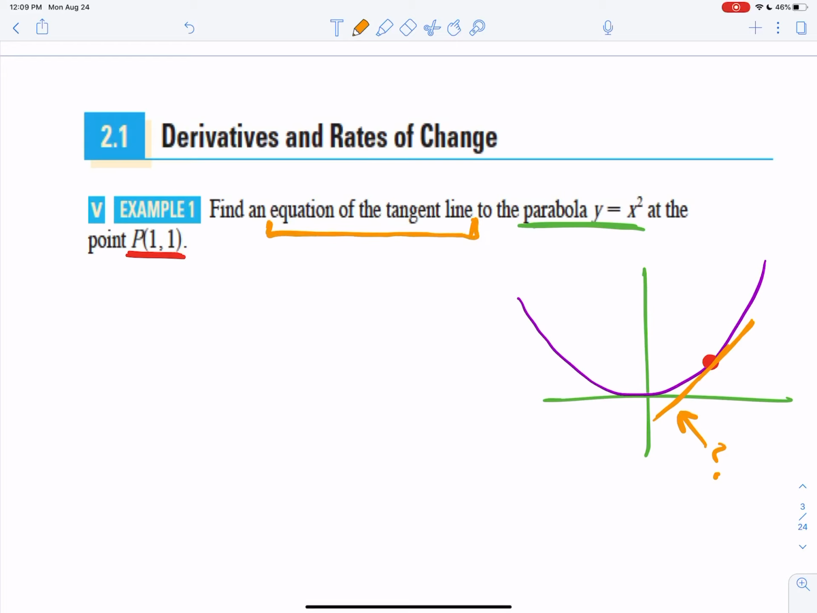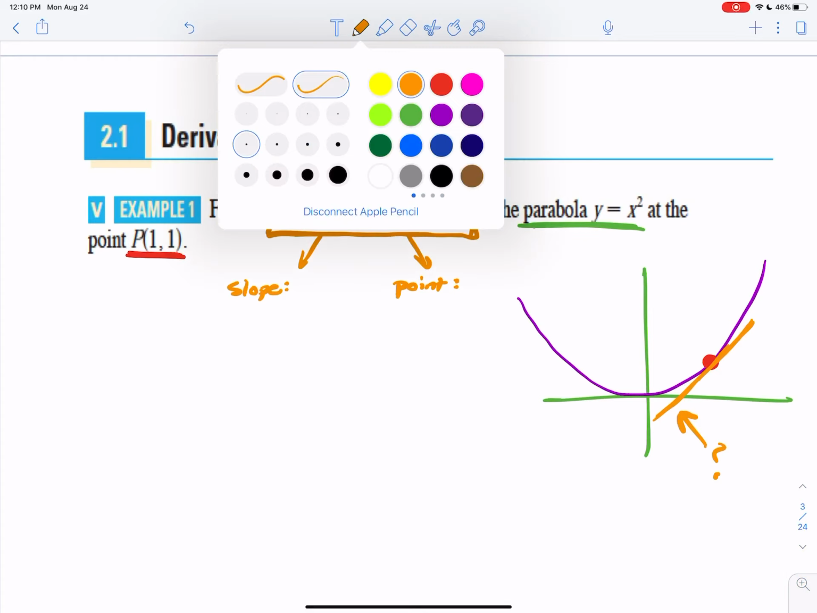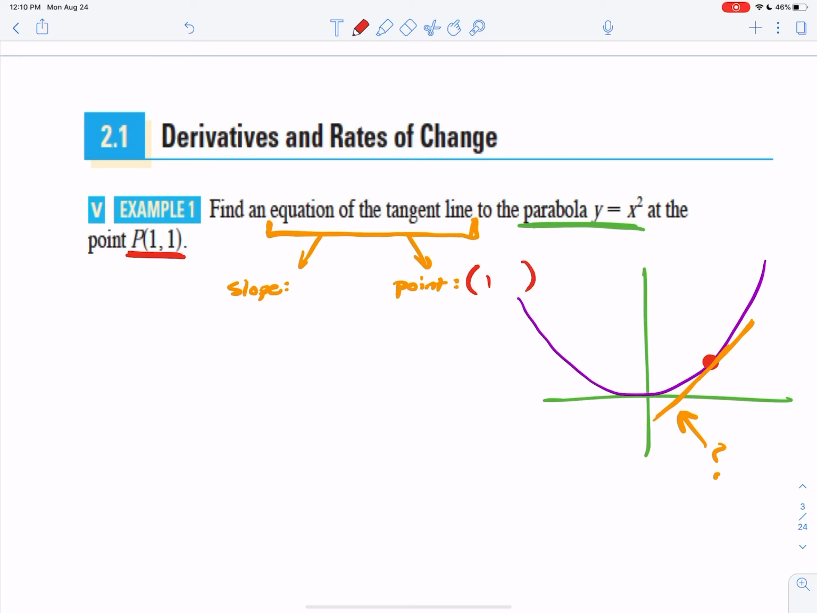Anytime you guys see that, and I'll remind you through every example, anytime you need an equation of a tangent line, you need 2 things. You need the slope, and you need a point. Always, always. Okay? If you take a look at this problem, they already give us a point. It's 1, 1. So we know where we want this tangent line to be. We want it at 1, 1. So all we're missing here is our slope.